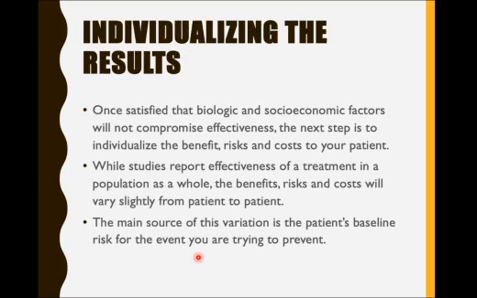Now, once satisfied that biologic and socio-economic factors will not compromise effectiveness, the next step, and the last step actually, is to individualize the benefit, risks, and cost to your patient. Because while studies report effectiveness of a treatment in a population as a whole, the benefits, risks, and costs will slightly differ from patient to patient. And the main source of this variation is the patient's baseline risk for the event that you're trying to prevent.